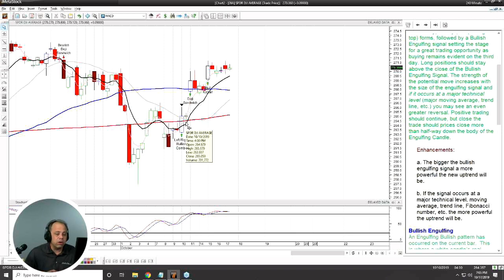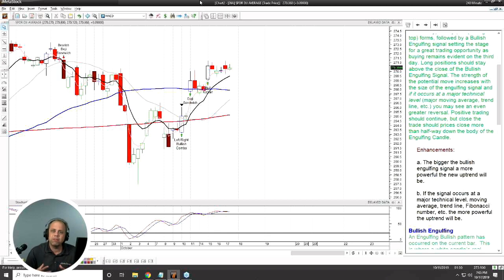If the signal occurs at a major technical level, like a moving average, trend line, or Fibonacci number, basically at a support area, the more powerful it will be. And you'll notice right here, this signal started down below your T line and went through all of the major moving averages, except for, I think this is the 50. So it occurred right here below support, a very, very strong move up above support. So this would look like a really, really good trade.